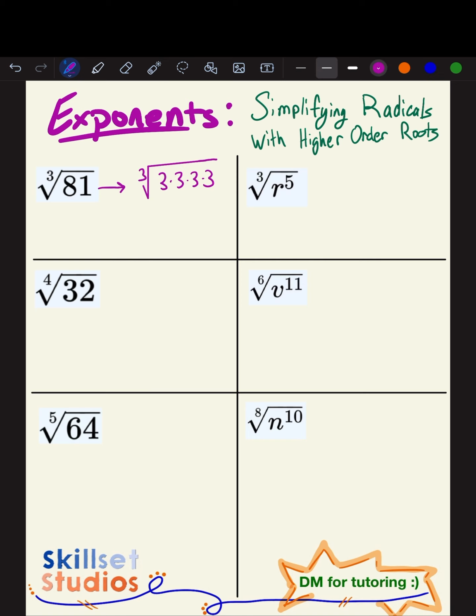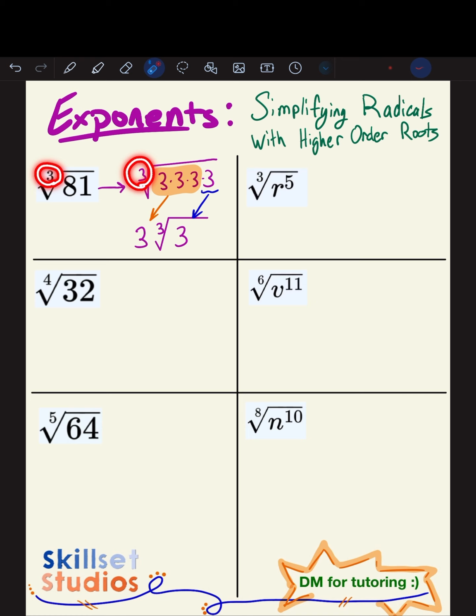So we can simply rewrite the 81 as the 4 3's multiplying all inside of that third root radical. And then the order of your radical, in this case 3, will tell you how many of the same number we can group together in order to pull out of the radical. And so in this case, we have one group of 3 3's, and so those 3's can leave the radical as one group. However, there's one extra 3, and so that one 3 will remain inside the radical.